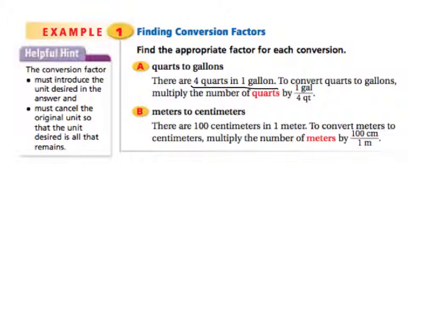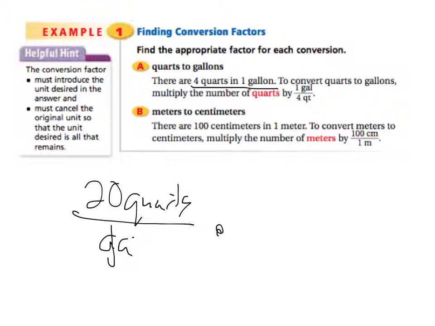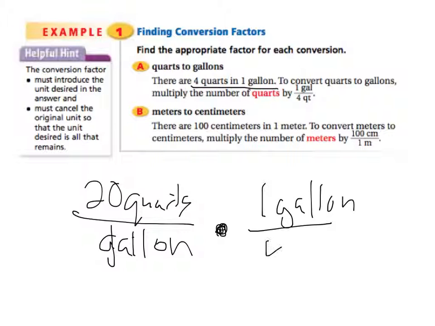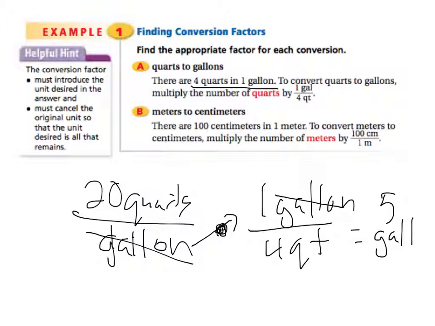For example, let's say we want to know for 20 quarts, how many gallons are there? For 20 quarts, we're going to multiply this by 1 gallon over 4 quarts. What we need to do is have the quarts on opposites, so these actually will cross out. Then we have 20 divided by 4, so it's going to be 5 gallons.